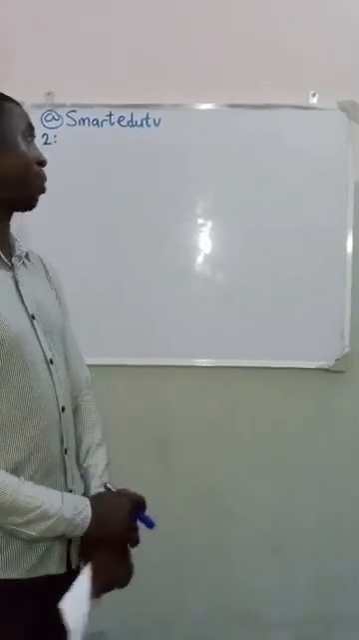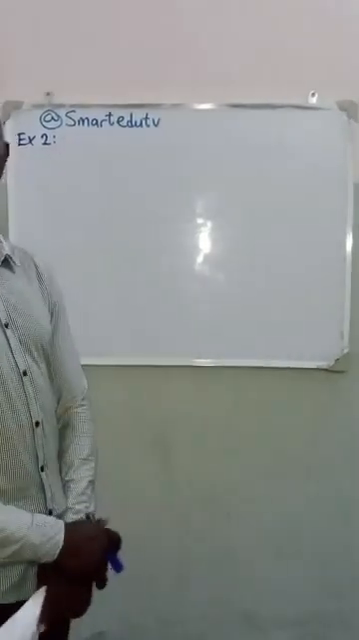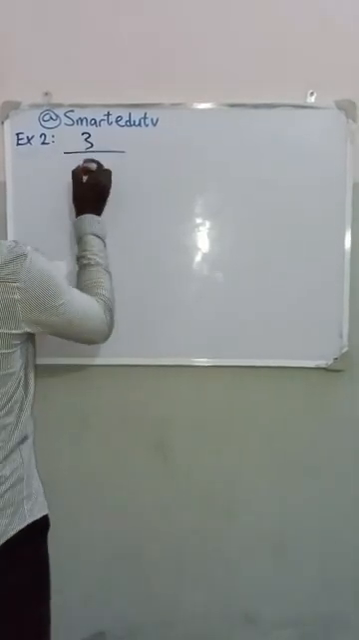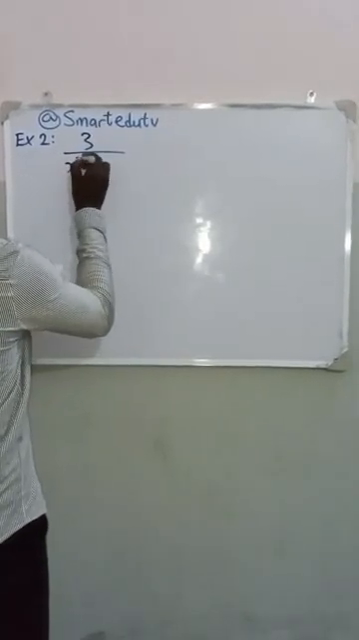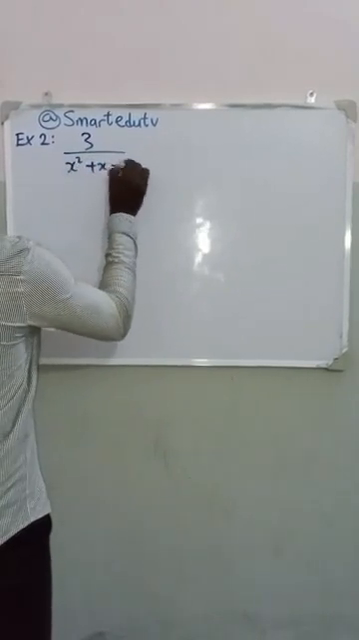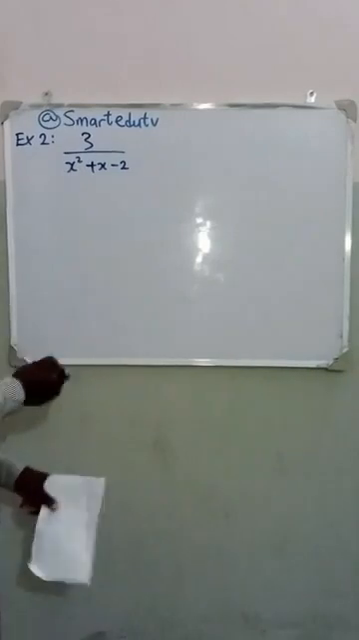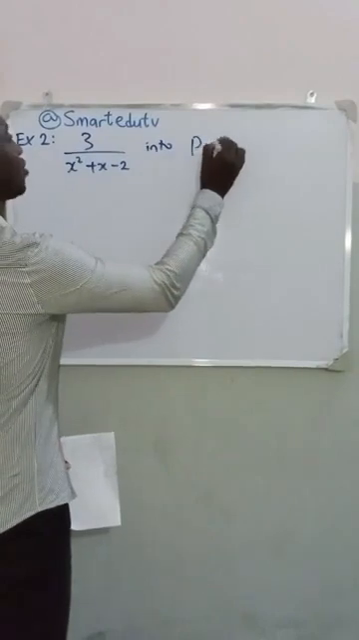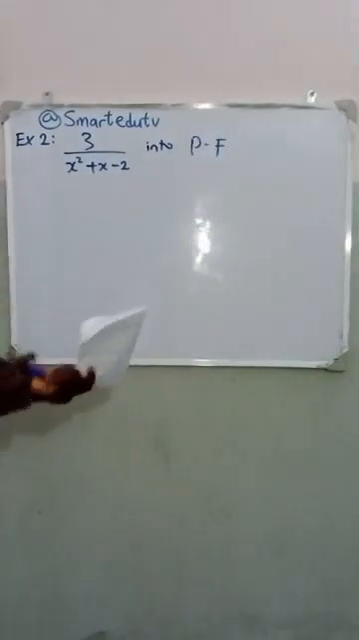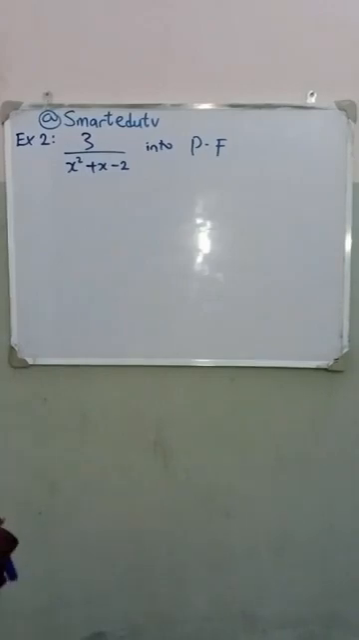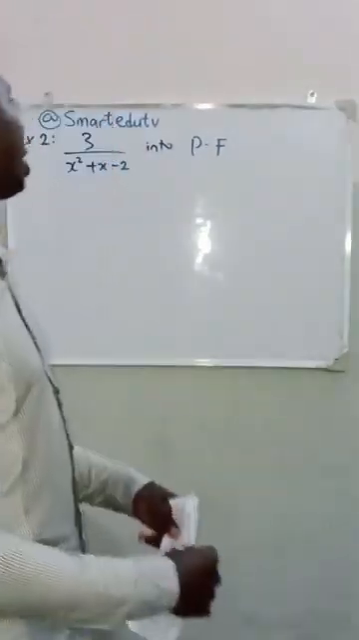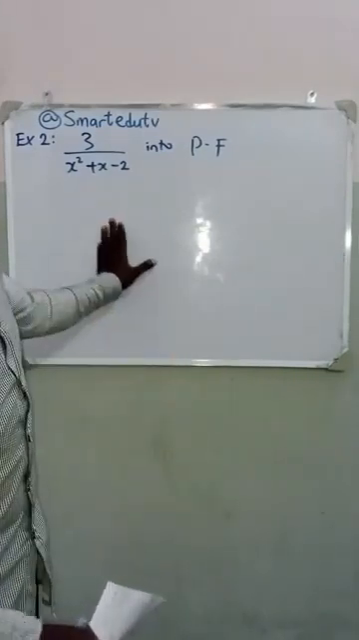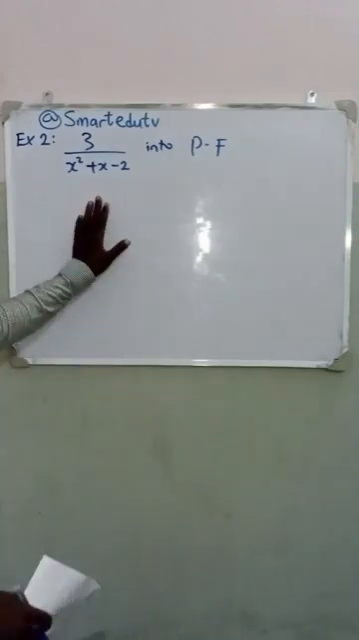So the next example we are going to look at under partial fractions is to resolve 3 over x squared plus x minus 2 into partial fractions. Don't forget, before we know the method to use, we look at the denominator of the expression given to us.